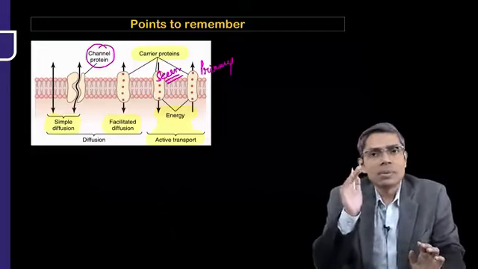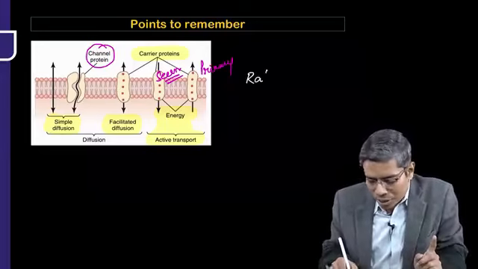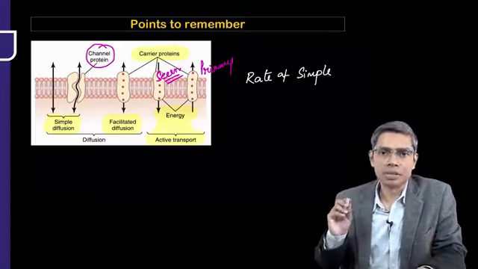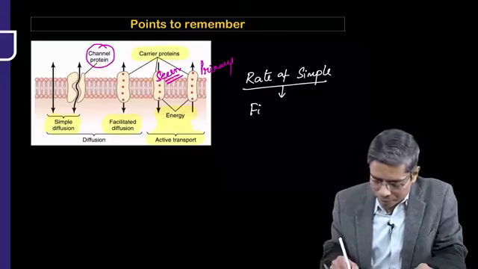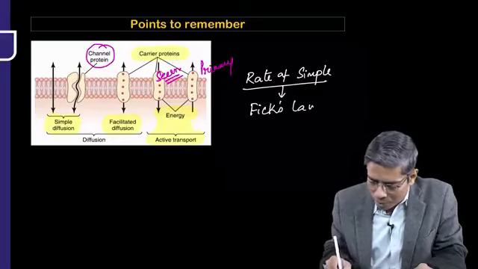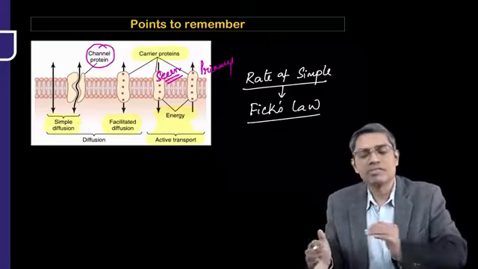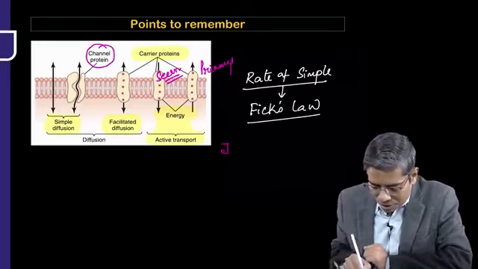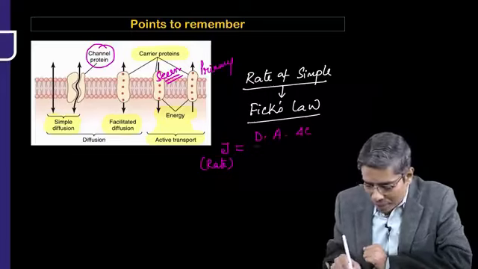Now, whenever we are talking about simple diffusion, you have to remember one important thing: the calculation of the rate of simple diffusion is done by a formula known as Fick's law of simple diffusion. This has been asked in MCQ. So the rate of simple diffusion can be calculated by Fick's law. According to Fick's law, the simple diffusion rate J is equal to D multiplied by A multiplied by delta C upon X.